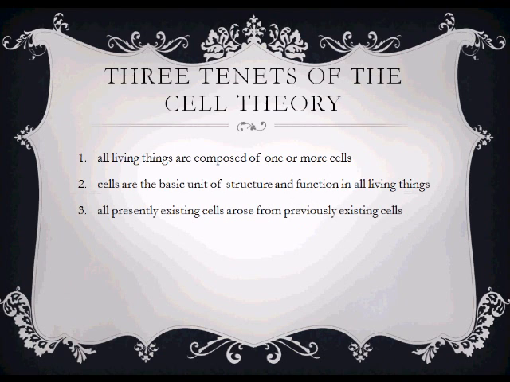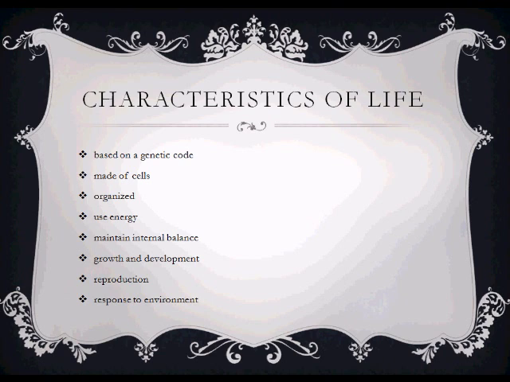So, there are three tenets of the cell theory. All living things are composed of one or more cells. Cells are the basic unit of structure and function in all living things, and all presently existing cells arose from previously existing cells. There are also 8 characteristics of life which are different from the cell tenets. The first characteristic is that all living things are based on a genetic code. They're made of cells, they're organized, they use energy, maintain an internal balance, grow and develop, reproduce, and respond to an environment.